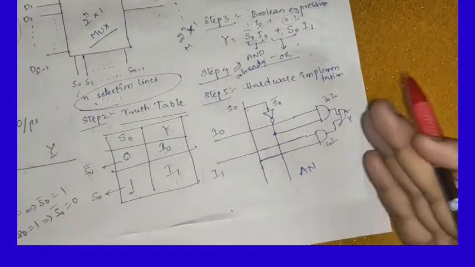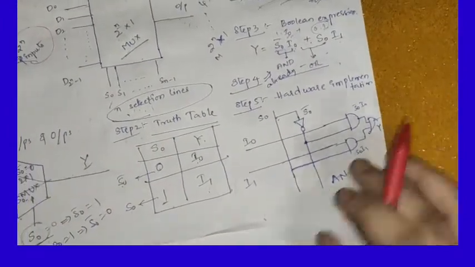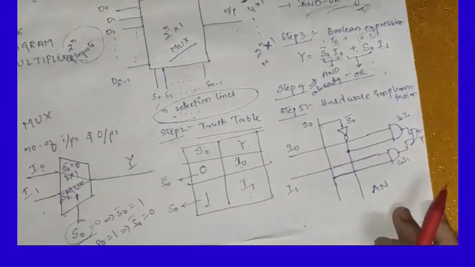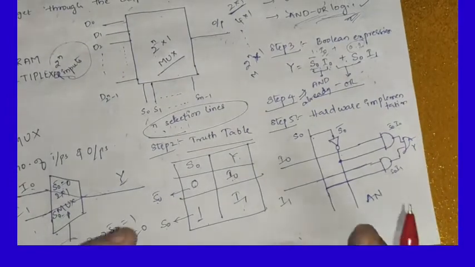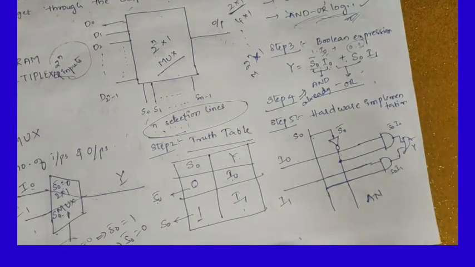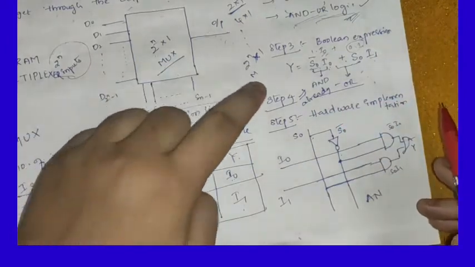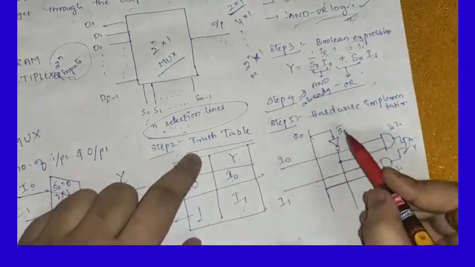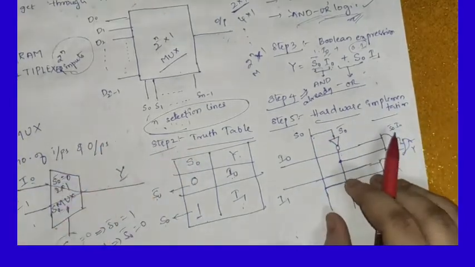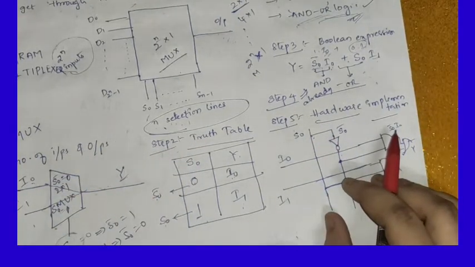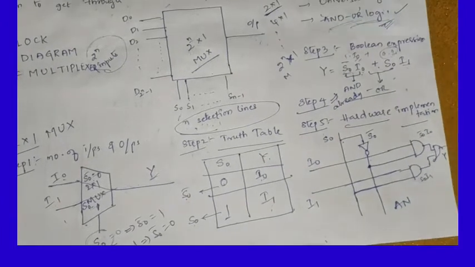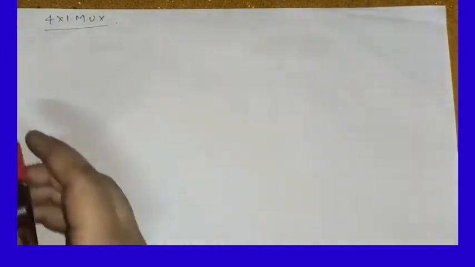So in this way we design the 2x1 multiplexer. For every multiplexer we follow the 5 steps: inputs, truth table, writing the Boolean expression, and step 4, if minimization is required, do minimization, and step 5 is drawing the logical diagram. In the same way we design a 4x1 multiplexer also. So we are going to design the 4x1 multiplexer.